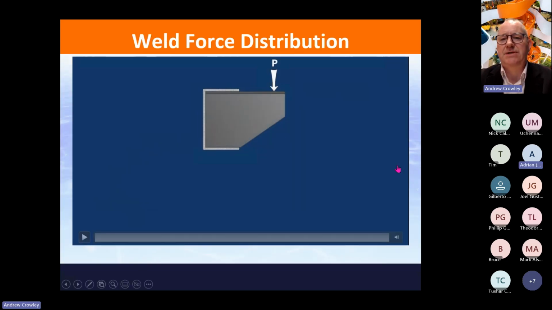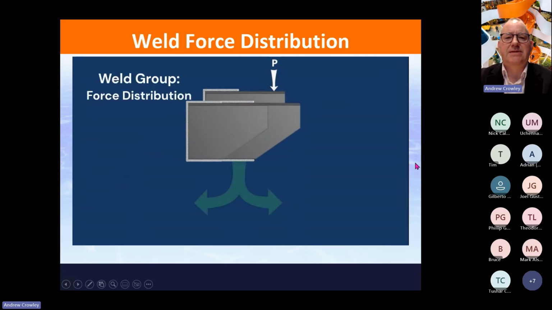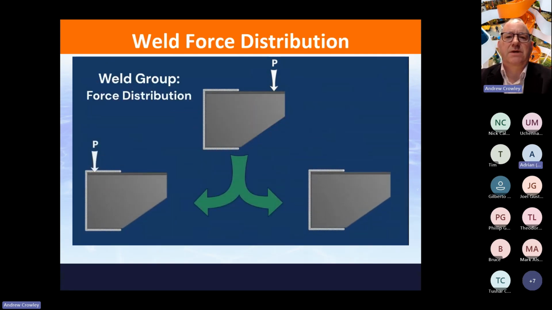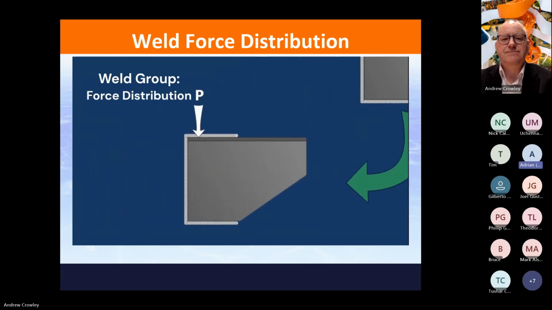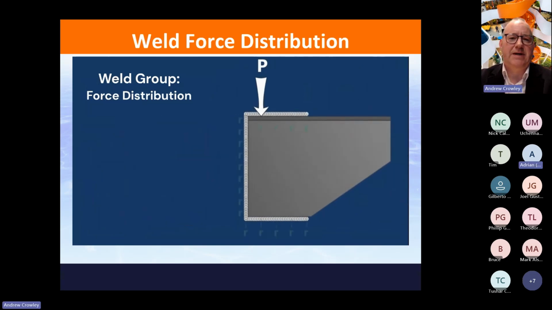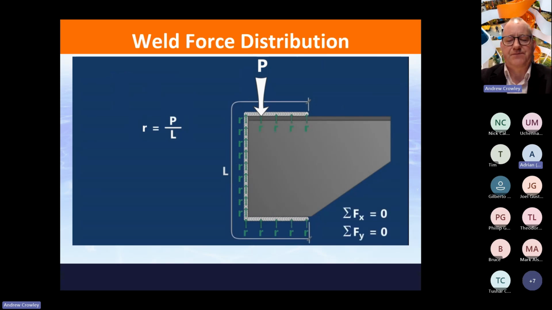Similarly, weld force distribution. If you've got an eccentric load applied to a weld, you can break that into two. And we start by applying the concentric load, P, and this is applied through the centroid. And you just take the applied load and divide it by the total length of the weld to get the force per unit length in the weld due to the concentric load. Now let's look at the eccentric load.